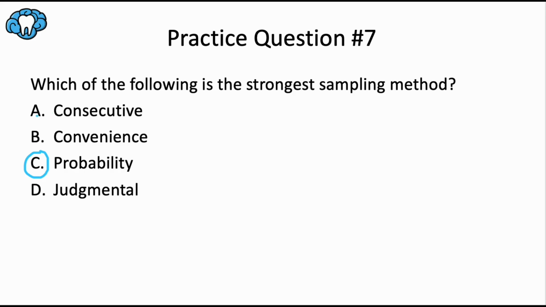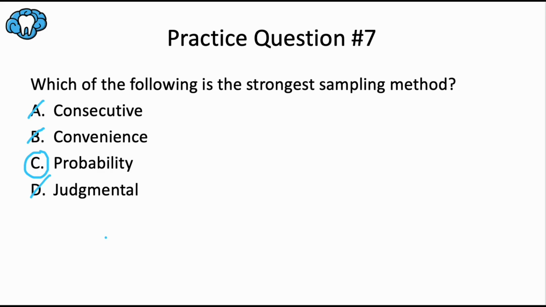Consecutive is the best of the non-random. That's where you take individuals in a certain order as they come into an event or a room or a clinic. Convenience is picking people because they're just present, they're easy to get, like people at a dental convention or in a classroom. And then judgmental is the last one.